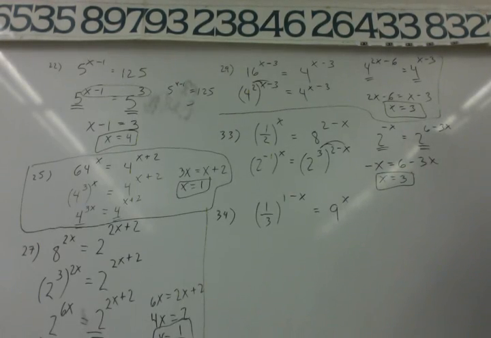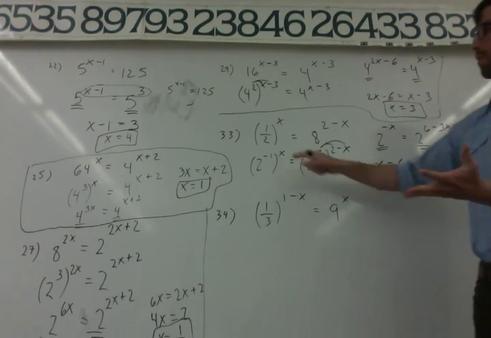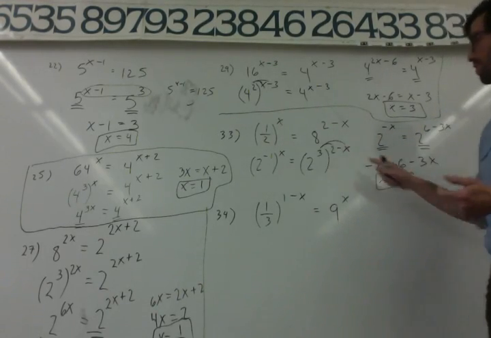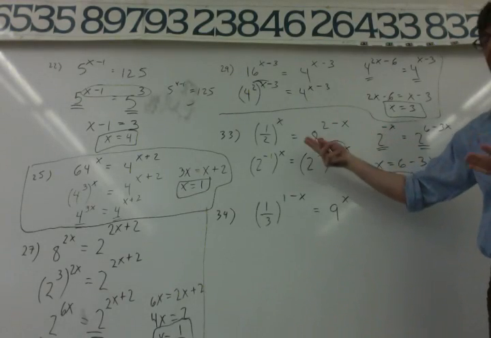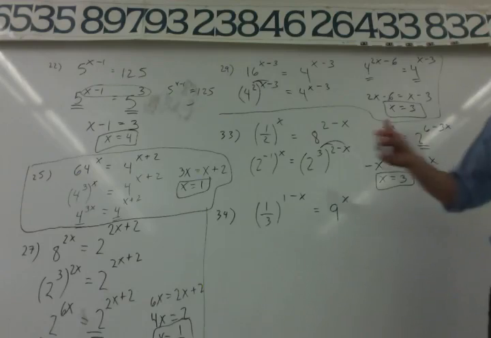Okay? And we can check the work real fast on that one. 1/2 to the third is 1/8. And then 8 to the 2 minus 3 becomes 8 to the negative 1, which is also 1/8. Or we get 1/8 equals 1/8, so it works out.